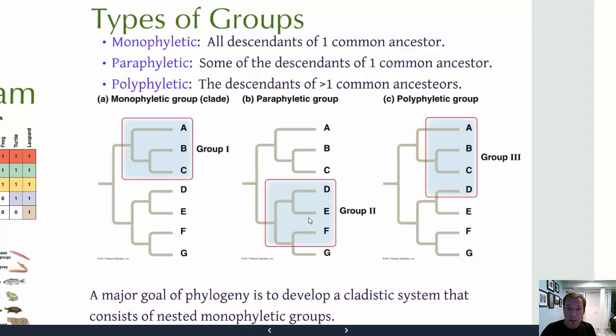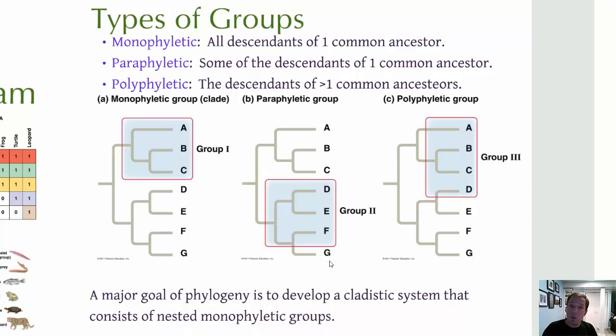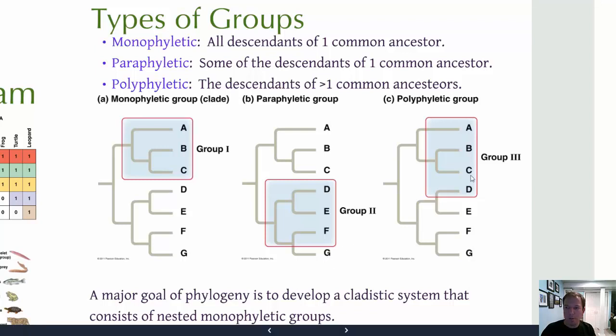Group 2 is incomplete. This is a paraphyletic group. In this group, some of the descendants came from a common ancestor, but we are leaving out some of the others, other species or groups of species that also came from that same common ancestor.